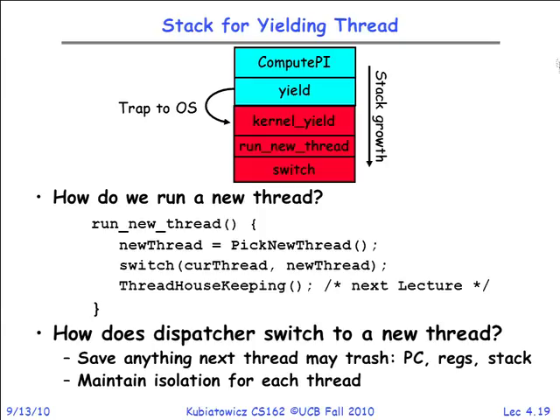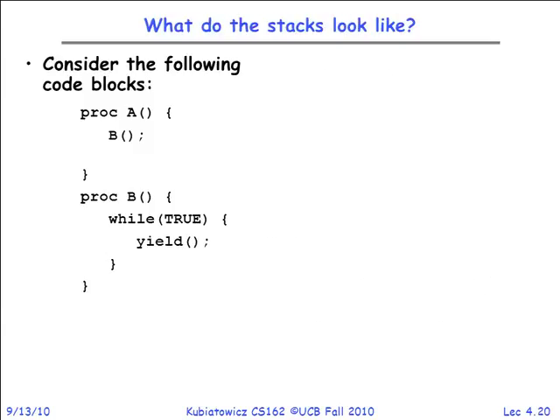So let's look at something a little more interesting. Here's some code which has a procedure A which calls B, and procedure B just sits in a true loop going yield, yield, yield, yield, yield, which is all overhead. Now let's suppose we have two threads and both of the threads are running this code. They're going to be yielding to each other, so we're going to go yield, yield, yield, yield.